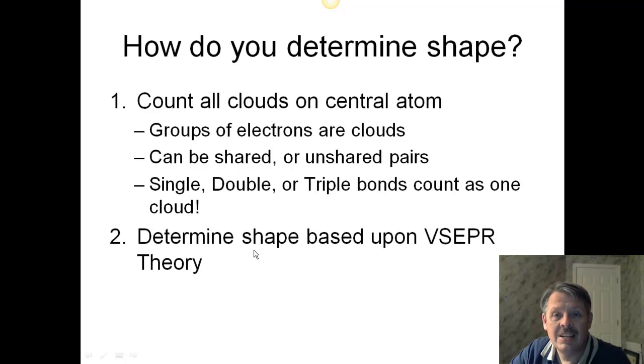Okay, so how do you determine shape? Well, when you look at your central atom, you count all the clouds on the central atom, and we're going to talk about what these clouds are. But groups of electrons are clouds. So, in other words, pairs of electrons. Now, the thing is they can be shared pairs, they can be unshared pairs, and in fact they can be multiple shared pairs. So they could be single, double, or even triple bonds, and they will count as one cloud. And based on the number of clouds, you can then determine the shape based on the VSEPR theory.